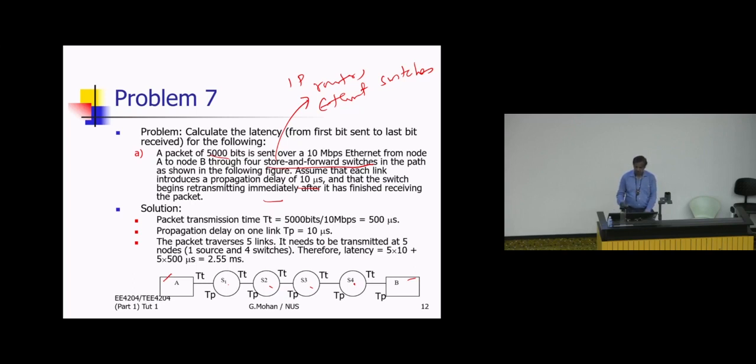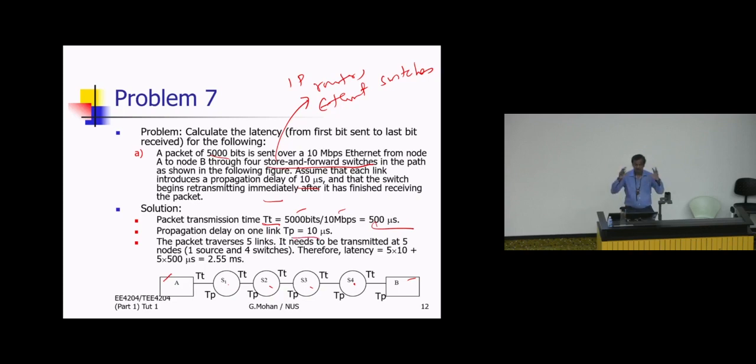Now, what is the packet transmission time? Size is 5000. Data rate is 10 Mbps. So 5000 divided by 10 Mbps gives 500 microseconds. Propagation time is given as 10 microseconds.